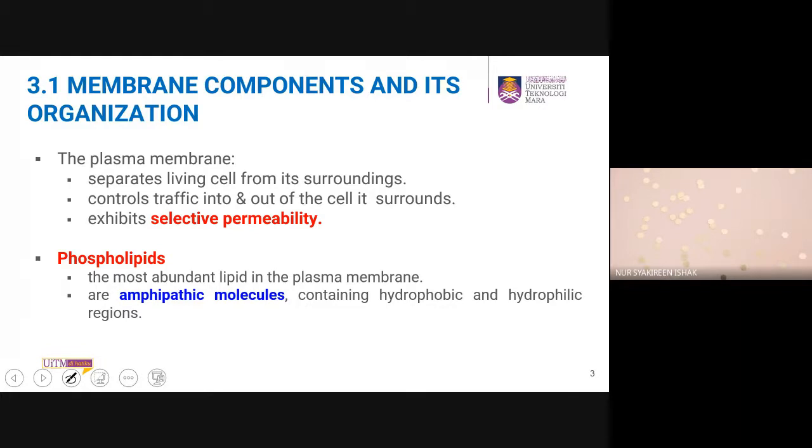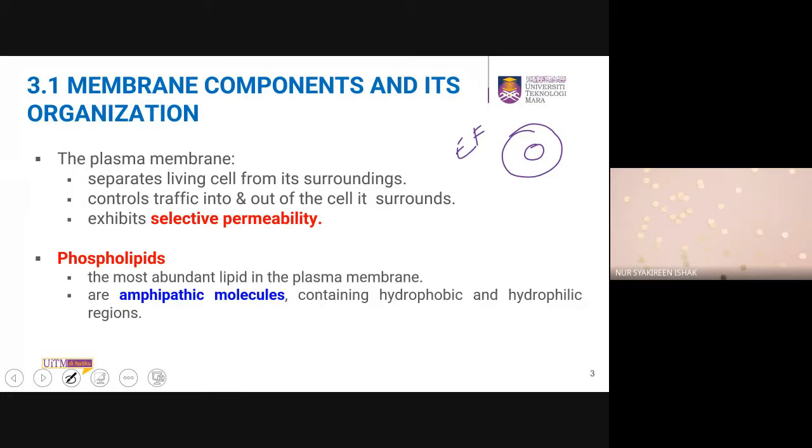Now we are going to look at in detail each of the subtopics. Subtopic 3.1, which is membrane components and their organization. So the plasma membrane, basically its function is to separate living cells from their surroundings. You have the cell, and inside the cell you have the nucleus and other organelles, and outside the cell you have the extracellular fluid. Number 2, control traffic into and out of the cell.